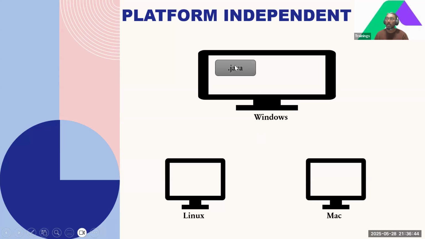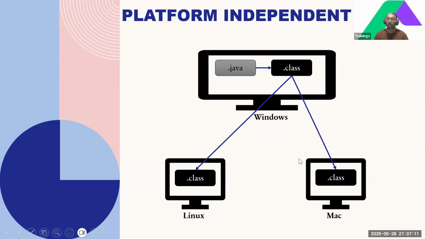Suppose I have written Java code inside a Windows machine. That Java code, I will compile it. After compilation, I will get this .class file. So I have written code inside the Windows platform, I have compiled that code, and I have got the .class file. Now that .class file, I can execute it on any machine. It is not mandatory to execute it on the same platform where it was written and compiled. We can execute it on any platform.